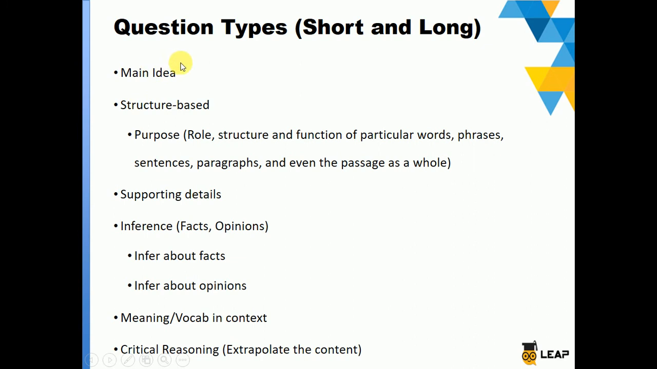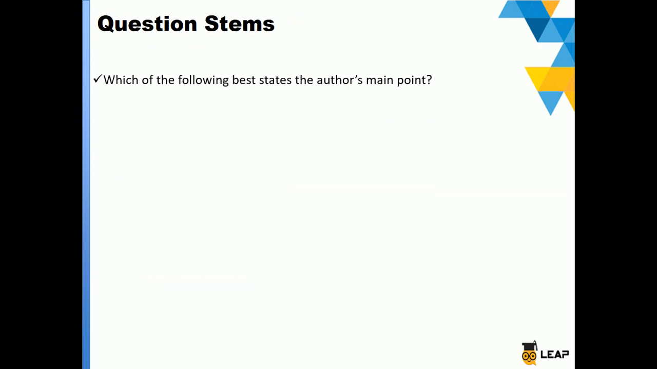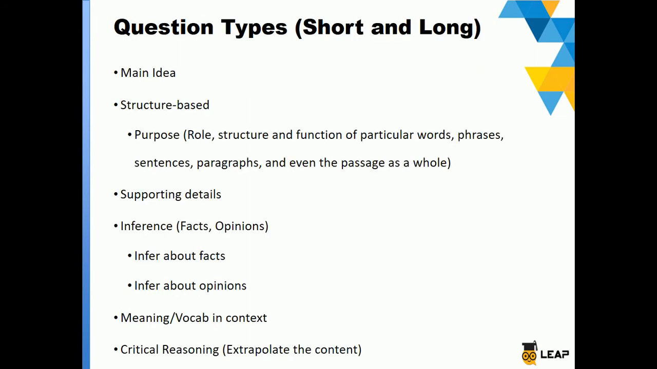Now, for those of you who are not aware of this, the main idea question is perhaps the most important question type in reading comprehension. Questions that give you the stem, "Which of the following best states the author's main point?" is a main idea question. Right? Now, I'm going to show you the question stems in detail in the next slide, of course. But before that, let me just give you a short overview of each question type. So the main idea is the main point that the author is trying to make.